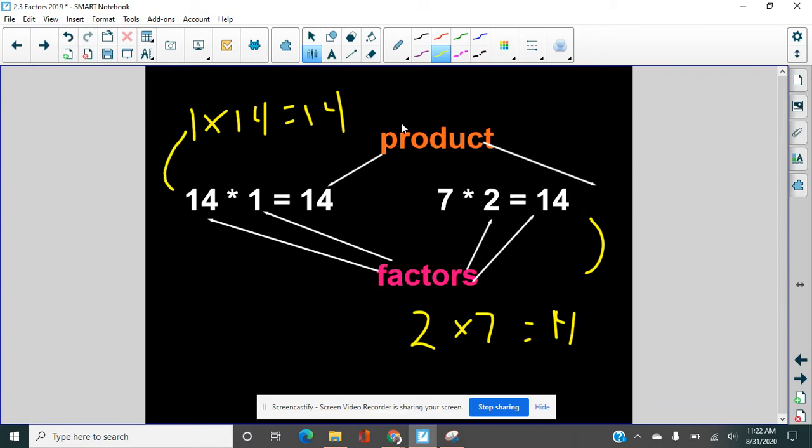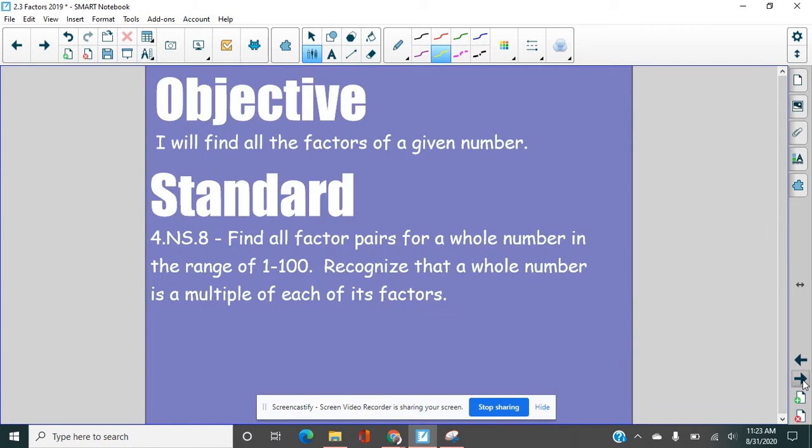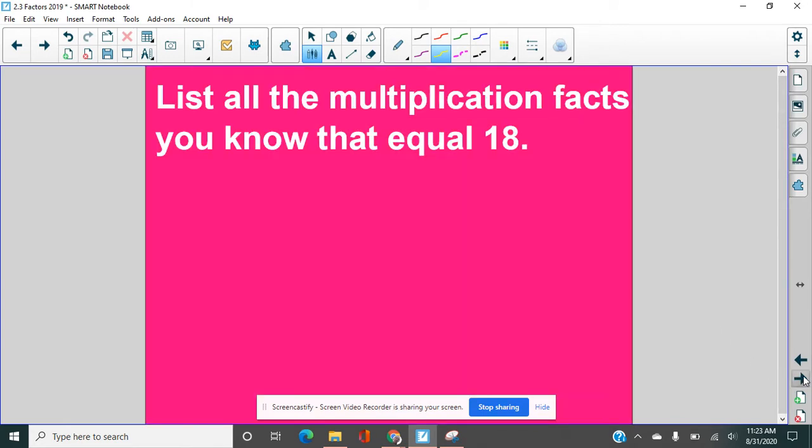So the factors of 14, the numbers you can multiply in order to get 14, are right here. Number 1 and 14, and then 2 and 7, right? These are what we call the factors of 14. All right, so our goal today is to find factors of a given number. There's factor pairs right in our standard that all of the students study across the state. All right, let's do another one here.